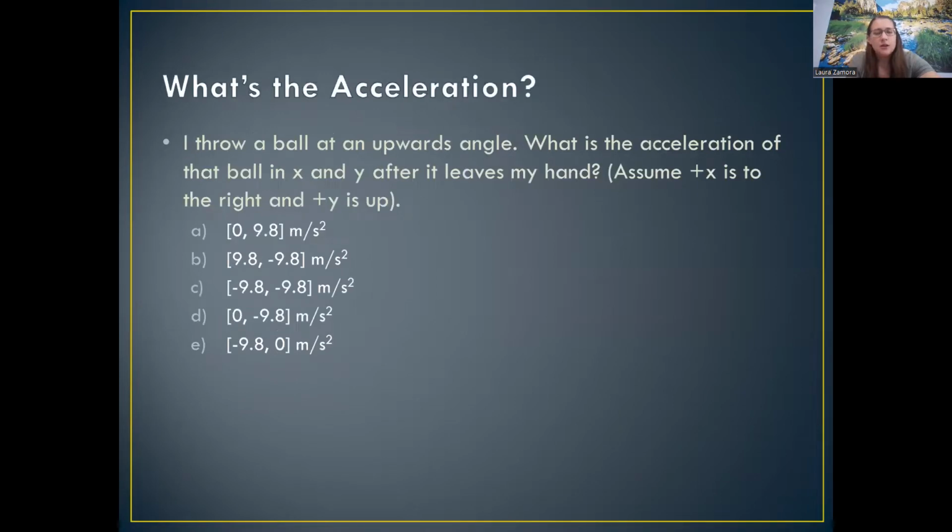So here we have not really an example problem, just a question to think through. I throw a ball at an upwards angle. What is the acceleration of that ball in x and y after it leaves my hands? We're going to assume that positive x direction is to the right and positive y direction is up. So I'm throwing a ball maybe across the room to my friend, throwing it up so that it arches up and then my friend can catch it. What is the acceleration in the x direction and what is the acceleration in the y direction? Take a second, think through this, come up with your answer, and then we'll talk through it.